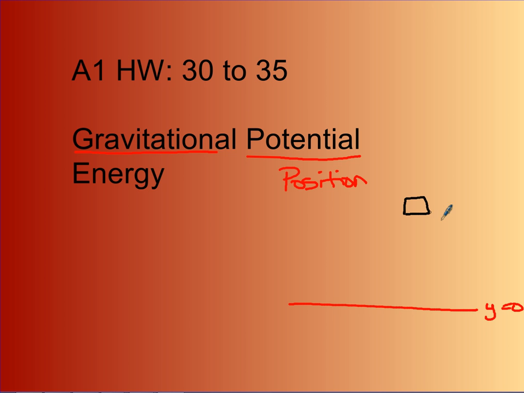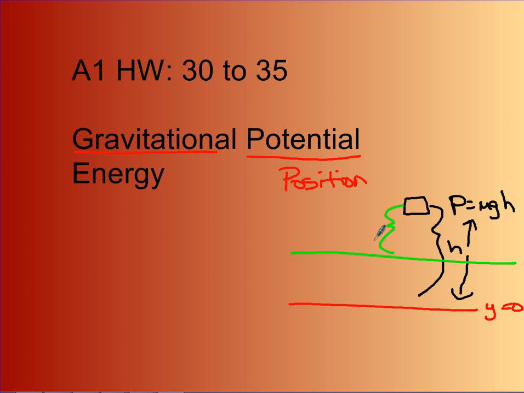Say I have a box up here. The gravitational potential energy is going to be equal to the mass of that box times g, that's the force going down, times my height above my 0 point. Now, clearly, I can move my 0 point. If I move it up here, then I will have some h1, and the potential energy will be different.